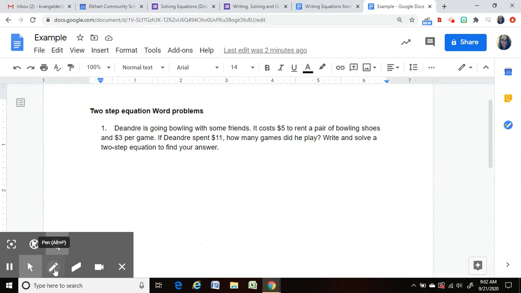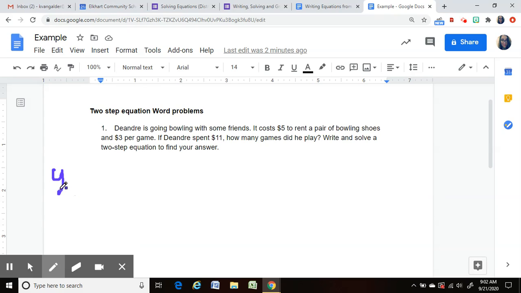Alright, so I'm going to show you guys how to write an equation from a word problem. So we put things in y equals mx plus b format. M represents slope and b represents our y-intercept.